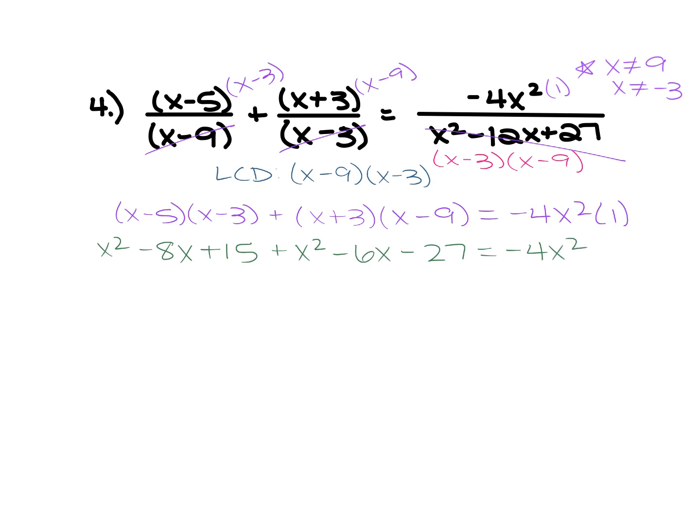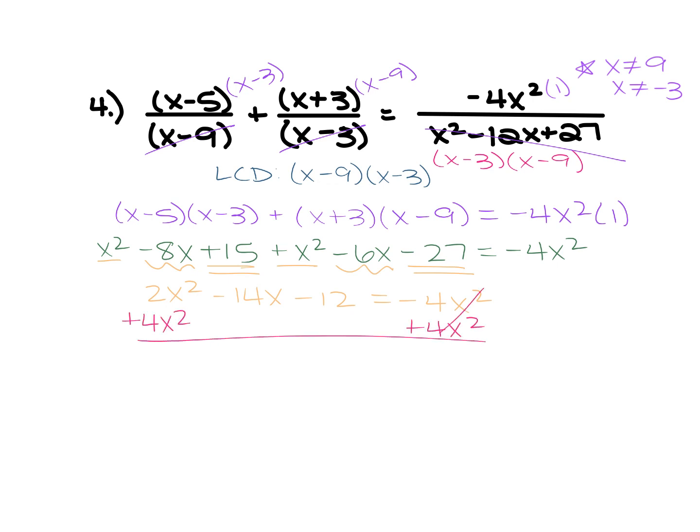We're going to combine our like terms on the left side. So x squared plus x squared is 2x squared. The negative 8x minus 6x is negative 14x. And then that 15 minus 27 is negative 12. And again, that's still equal to the negative 4x squared. So we are going to move that 4x squared over by adding it to both sides. That gives us 6x squared minus 14x minus 12 is equal to 0.